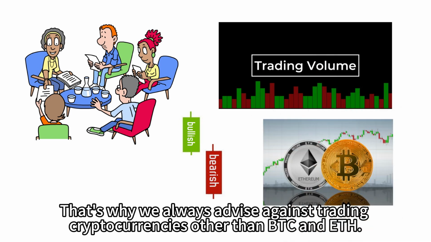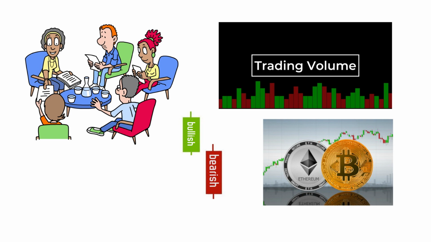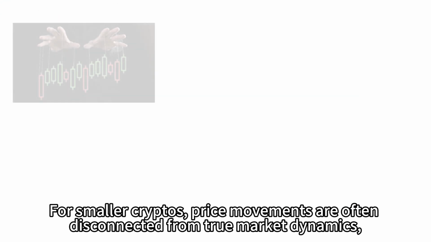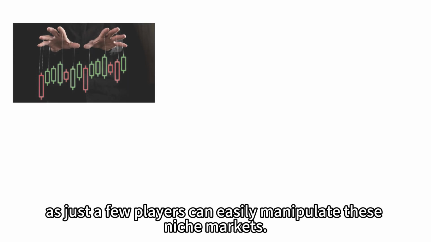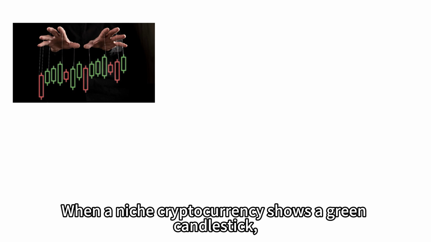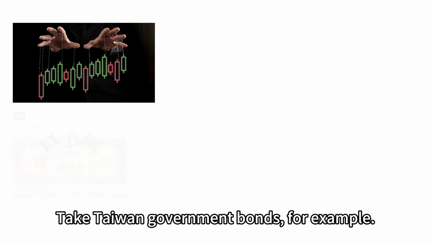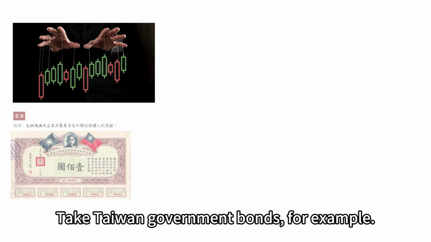That's why we always advise against trading cryptocurrencies other than BTC and ETH. For smaller coins, price movements are often disconnected from true market dynamics, as just a few players can easily manipulate these niche markets. When a niche cryptocurrency shows a green candlestick, it's highly likely that this is the result of manipulation rather than genuine market forces. Take Taiwan government bonds, for example.